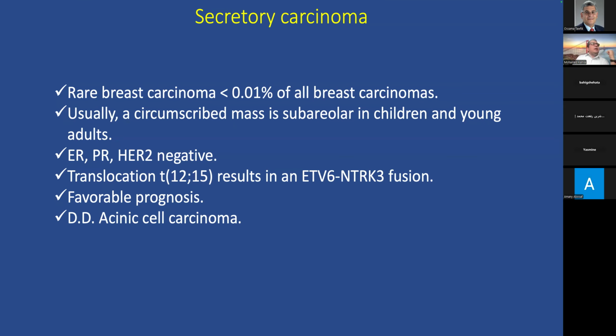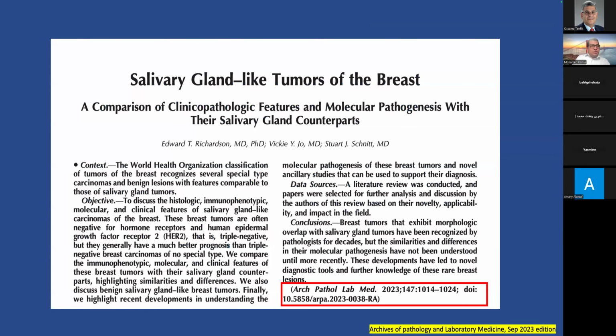It has the fusion, and this is a good review article for salivary gland tumors in the breast by Dr. Schnitt. He is my mentor.